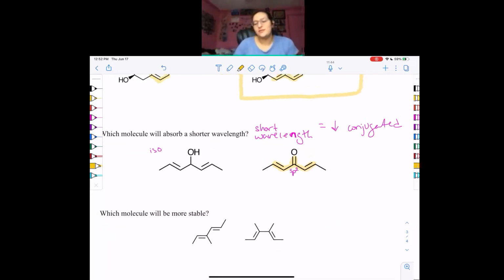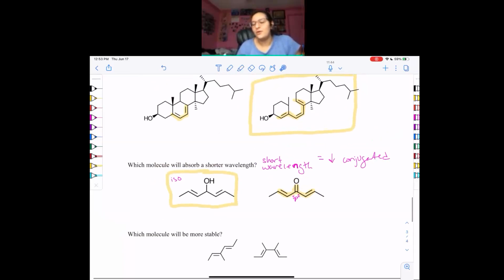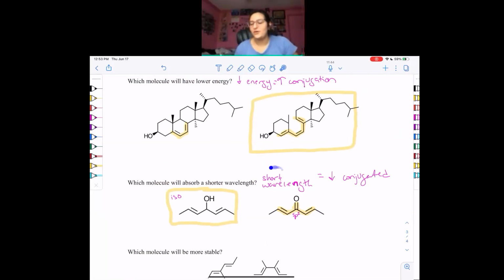So, which one is the right answer to this question? The left or the right? Ooh, we got a little 50-50. Okay, cool. Yes, it's going to be the one on the left, because in number 1 and 2 we were asking about most conjugated, but short wavelength wants less conjugated. And we know this one is isolated, so clearly it's the least conjugated one. Ta-da!